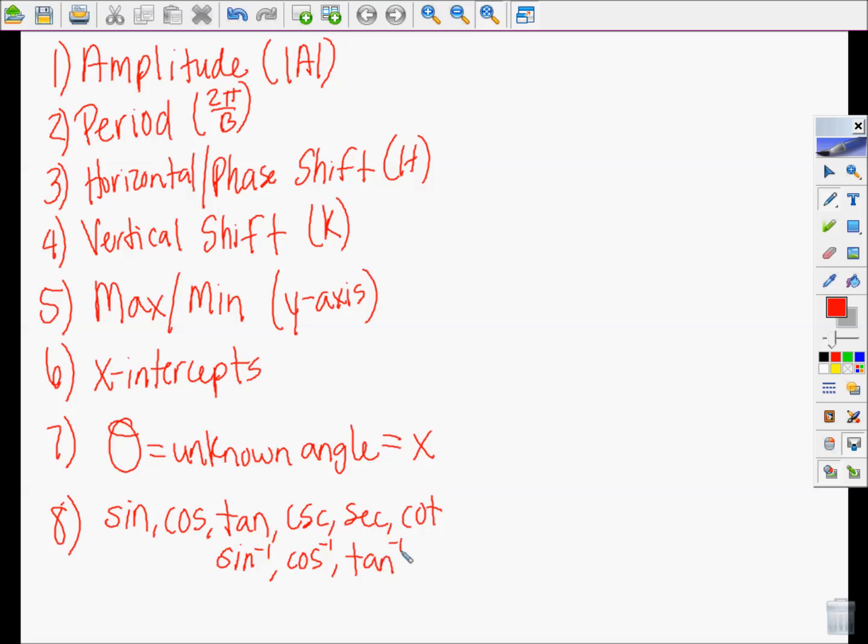Okay? To get to these on your calculator, you press the what button? Trig. Trig button. So when you're wondering where all of this is, press the trig button. It'll make your life so much easier.